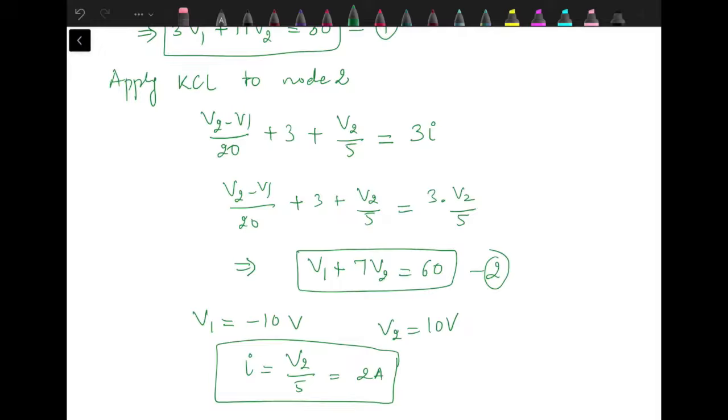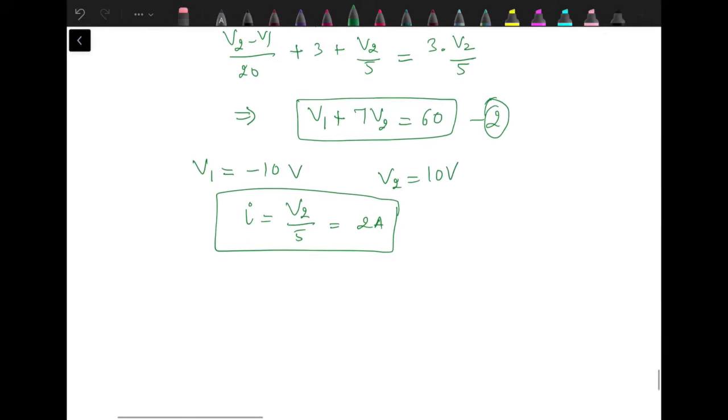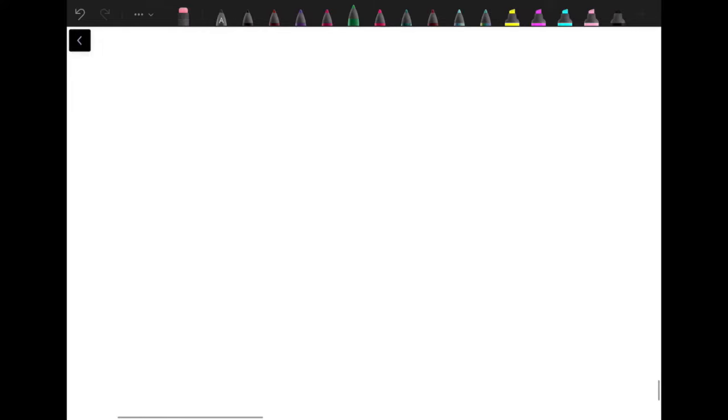So what we have seen in these two problems is that we have one additional equation for the controlling quantity in terms of node voltages. The rest of the procedure remains the same as what we had applied in the previous problems where we had only independent sources. Now move on to the next problem.